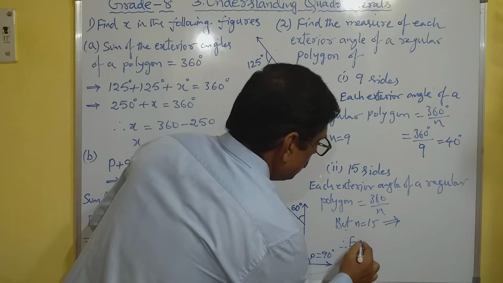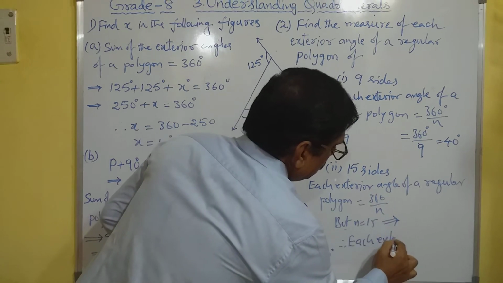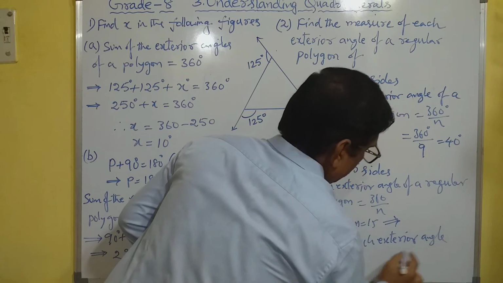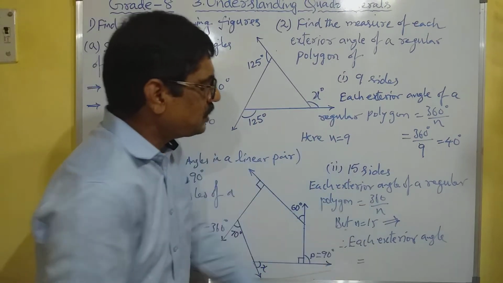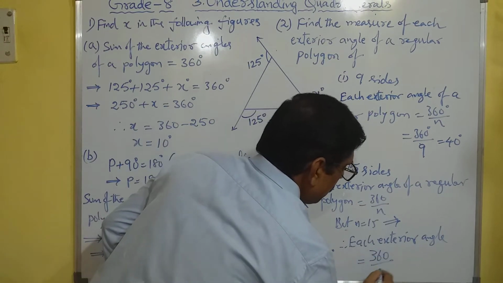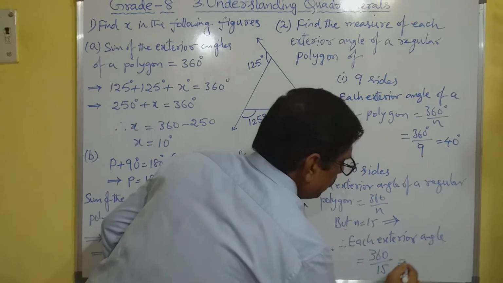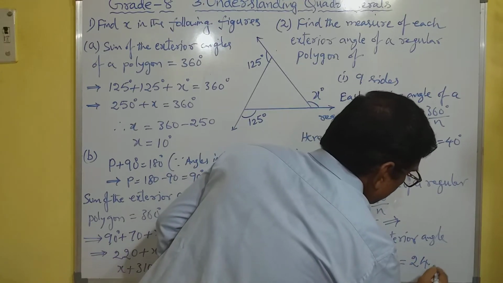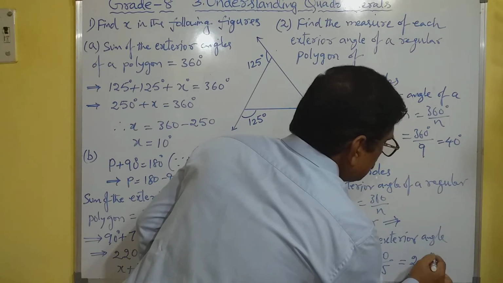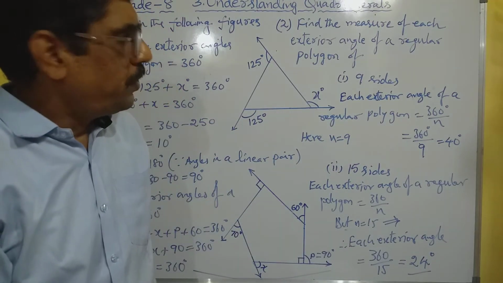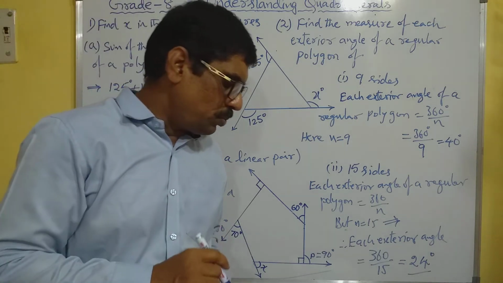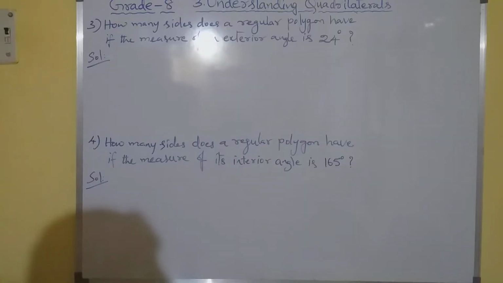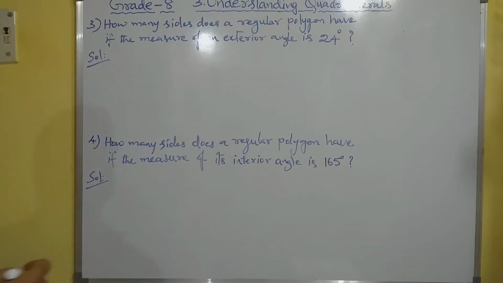Therefore, each exterior angle is equal to 360 by n, that is 360 by 15, which is 24. Means each exterior angle is equal to 24 degrees. So we have finished 2 problems. Now let us continue with the third problem.